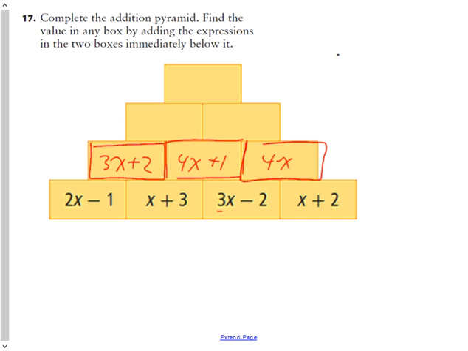I continue on by adding the two boxes below it, so this box will be made by this and this, or 7x plus 3. This plus this will make this, which is 8x plus 1. And finally, this one will be the one below it, which is 15x plus 4.